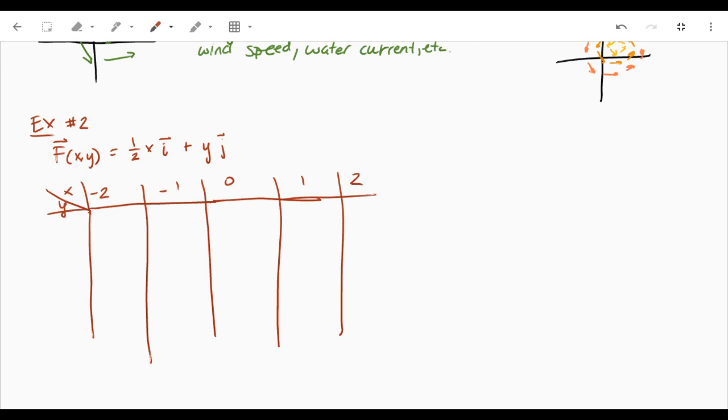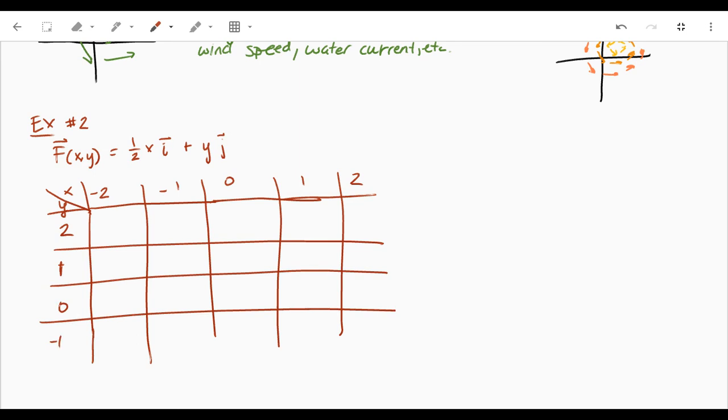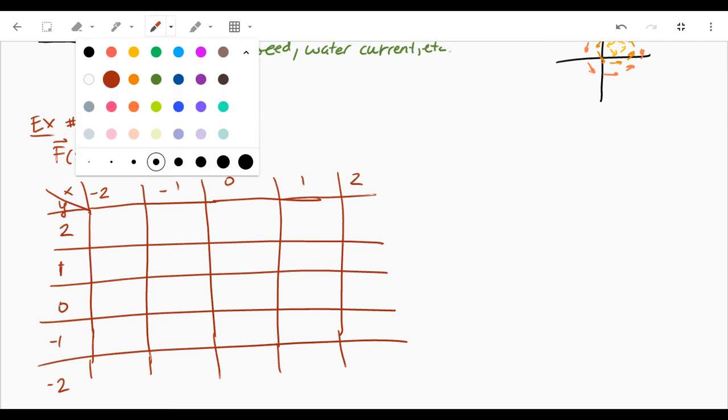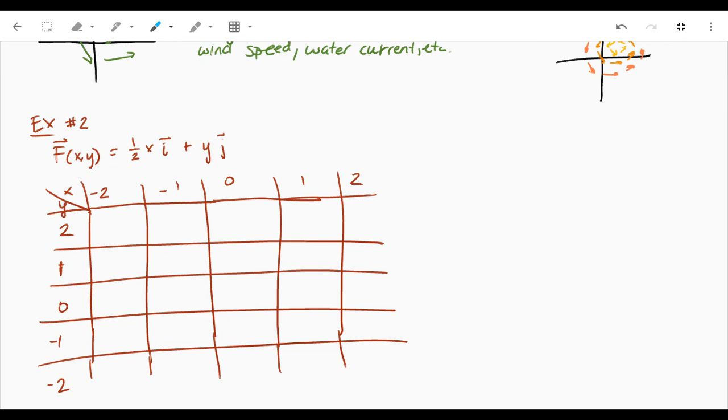And then y values, 2, 1, 0, -1, -2. And then I can just kind of copy it right over onto my plane. So when I'm at the x-coordinate -2, and y-coordinate +2, my vector will be 1/2 x, so -1, and then it'll be y. So at the point -2, 2, I'm going to draw that vector.